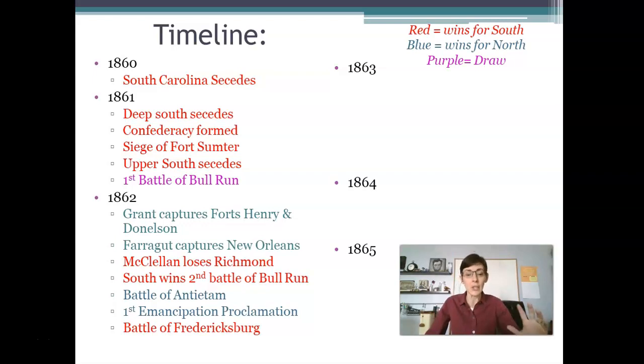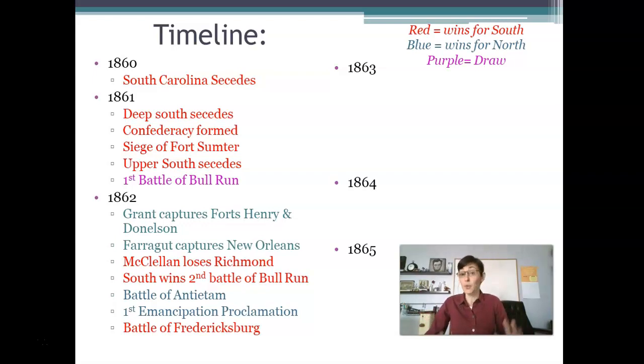This was key to one of the battle plans, or the key battle plan I'm going to talk about, the Anaconda Plan. Unfortunately, McClellan loses Richmond through some bad decisions. The South ends up winning the second Battle of Bull Run. Completely annihilates them. But the Union comes back with a win at the Battle of Antietam. You then have the first Emancipation Proclamation, which Lincoln thought would serve as more of a blow to the South than it did.